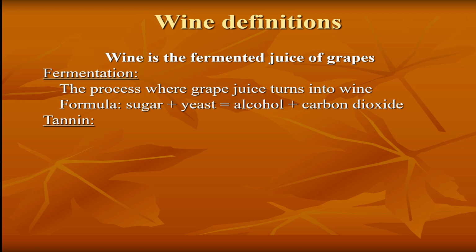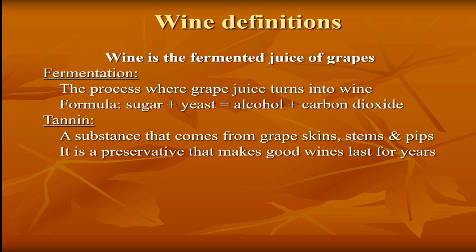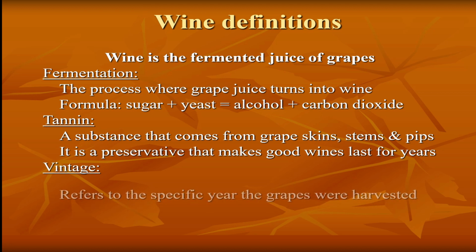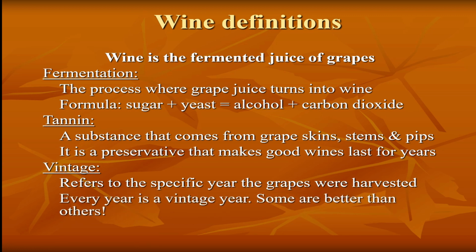Tannin is a substance that comes from grape skins, stems, and pips. It's a preservative that makes good wines last for years. Vintage refers to the specific year the grapes were harvested. Every year is a vintage year. Some are better than others.